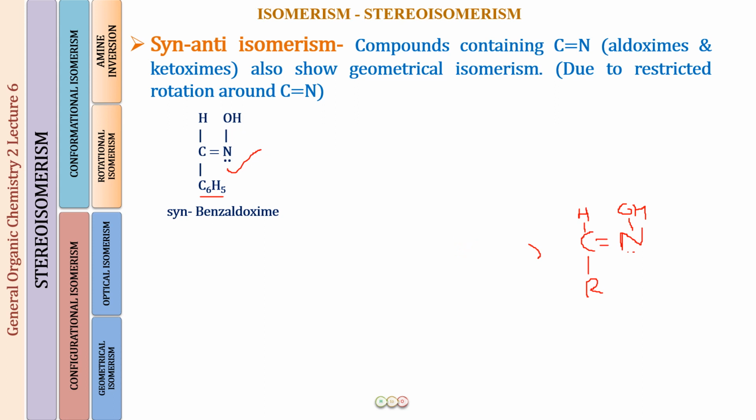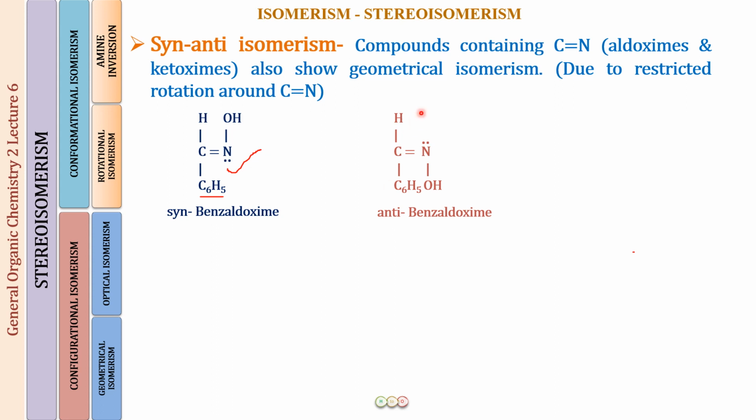Now for Syn-Anti isomerism, what you are going to see is the position of the H and the OH. Okay. So here if you see, the H and the OH are on the same side of the carbon atom. So such a compound, where we will have a carbon-nitrogen double bond, two different groups on the carbon, and the hydrogen and OH group on the same side, we will call this syn-aldoxime. So this is now syn-benzaldoxime. Okay, and if the H and the OH are going to be opposite to each other, then we will call this the anti compound. I hope this is clear.